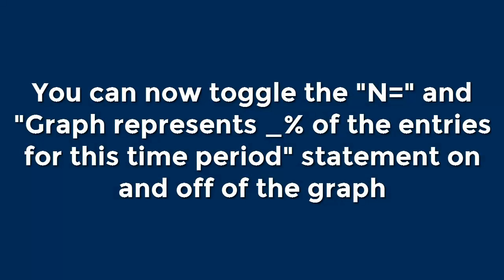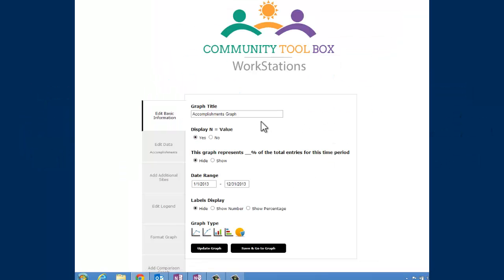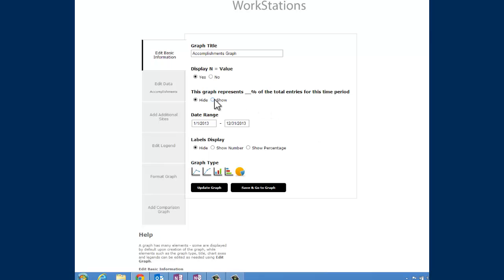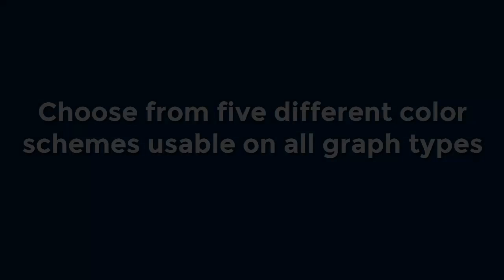You can now customize your graph output further by toggling the n equals data statement, as well as this graph represents blank percentage of total entries for this time period, either on or off on your graph page. This will be reflected in reports or wherever else you use your graph.